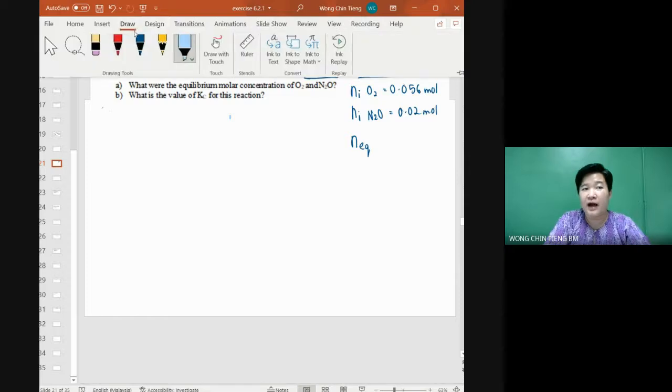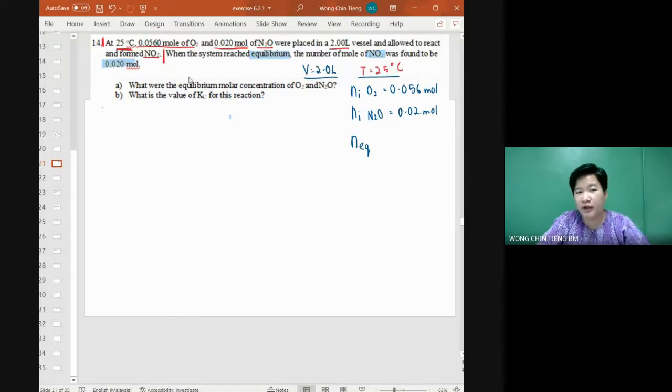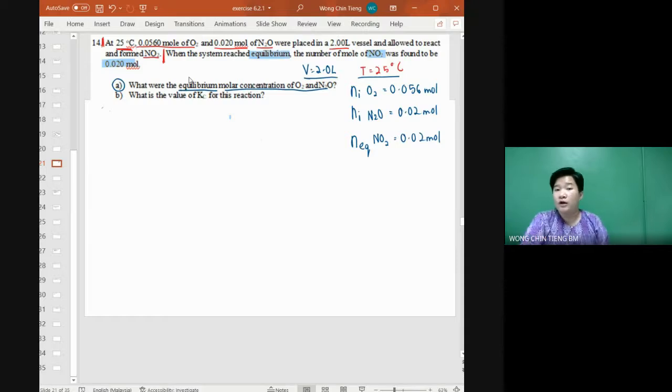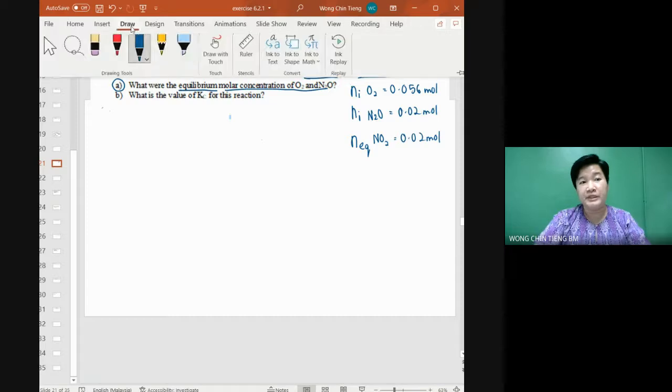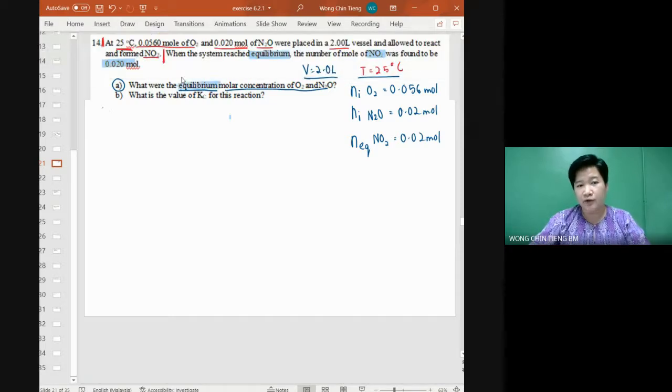So look at the way that I write my value and the way that you write your value. Make sure you label them very, very correctly. Make sure you know what you are labeling. Okay? Next question or the first question. Soalan pertama terus kepada what were the equilibrium molar concentration of O2 and N2O. Okay, dia tanya molar concentration for the oxygen and for the N2O. So over here, they're not equilibrium. They're not equilibrium, but I only have initial.